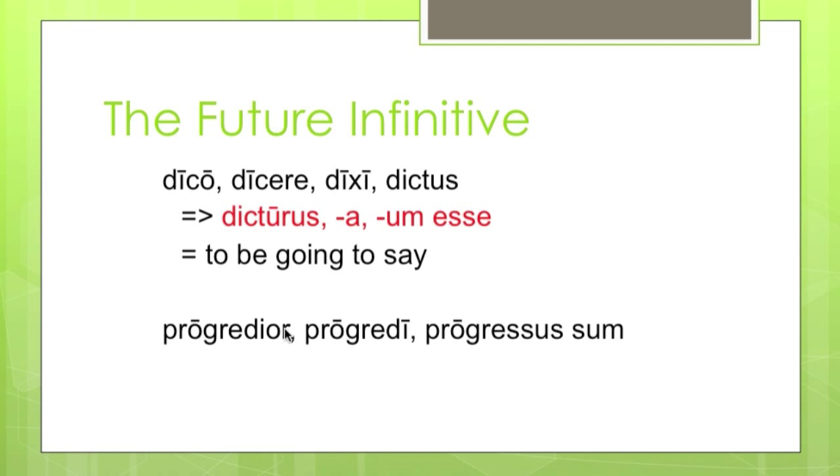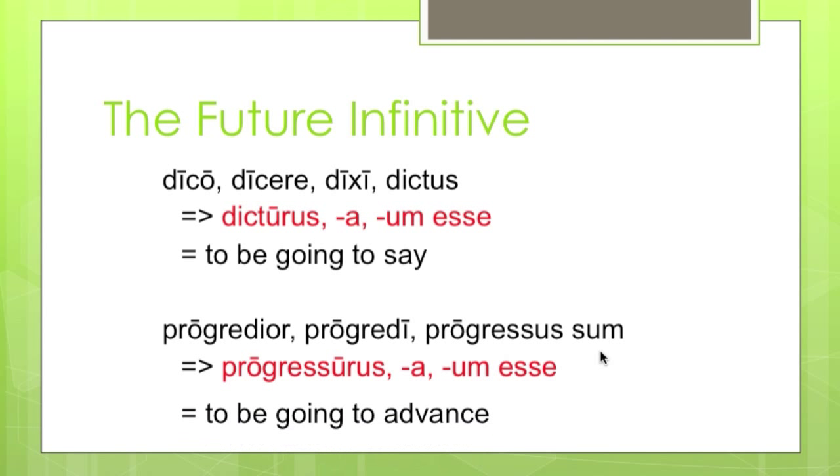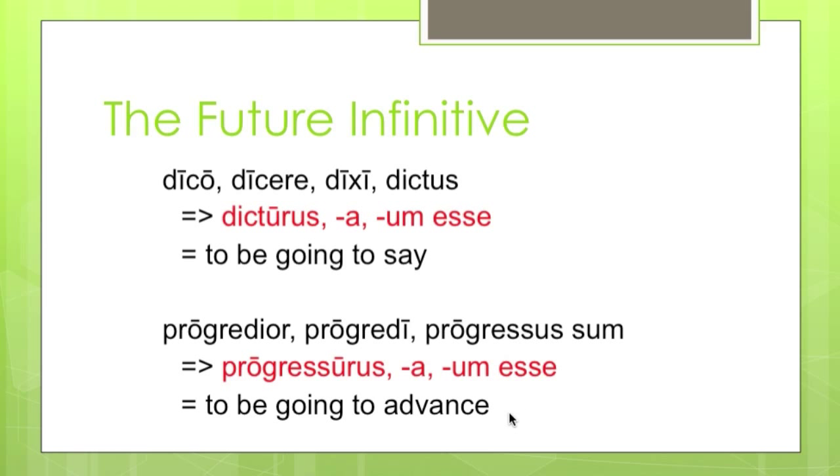And here's another example. From progredior, progredi, progressus sum, we're going to get progressurus, a, um from progressus, and we add the esse, the to be, and we wind up with to be going to advance. This is the future infinitive of progredior.